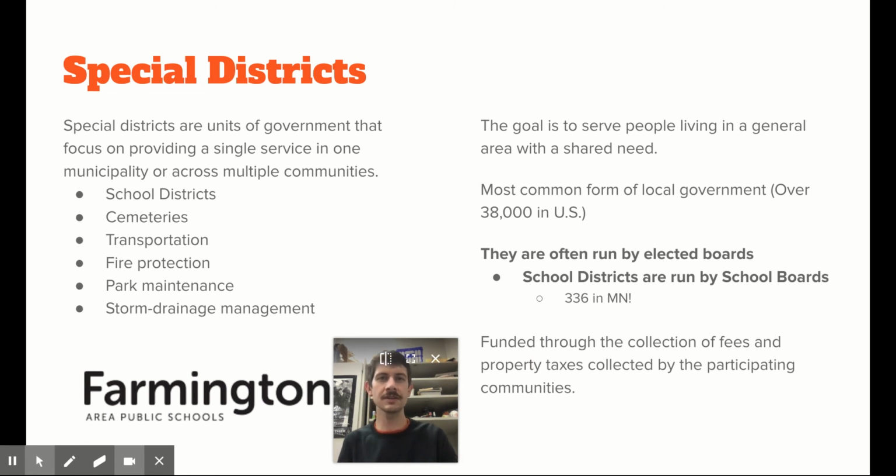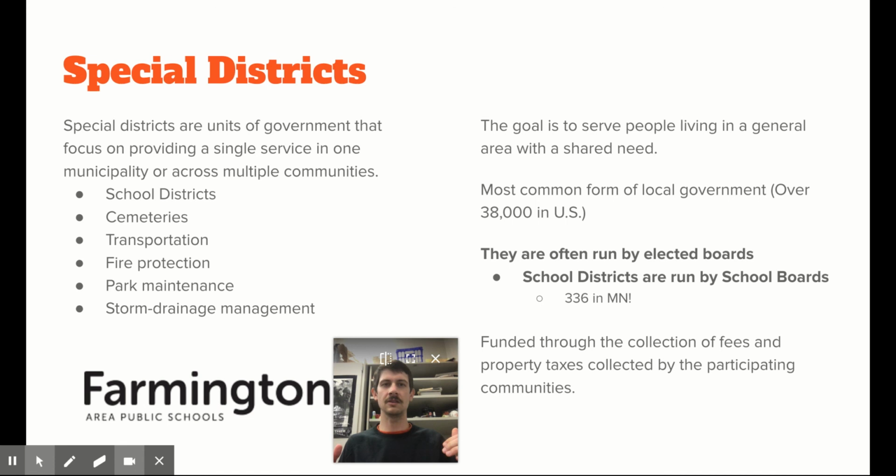So special districts are units of government that focus on a specific service. That is school districts, cemeteries, transportation, fire protection. It's one group organized to meet a specific need and just focus on one thing. Where Dakota County and the city of Farmington have a bunch of different services and needs that they look at and oversee for that community. Special districts serve very specific purposes. The goal is to serve people living in a community.